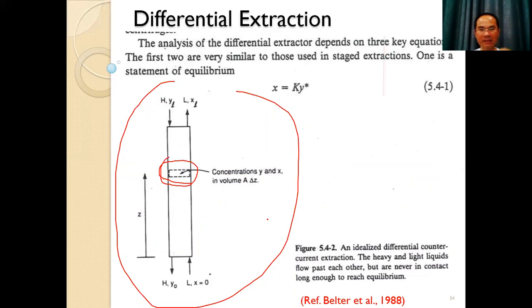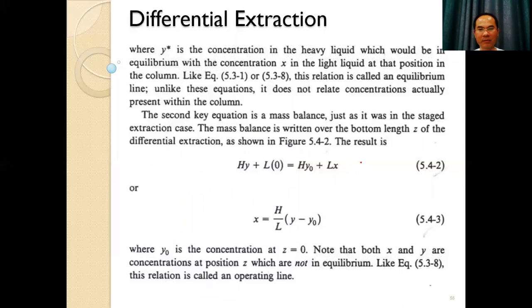If we make a balance of solute around this, the input: S is the flow rate of the heavy phase multiplied by the concentration, in mole or mass per volume. The amount of solute is S YL plus L X0, the solute in the light phase, equal to the output L XL plus S Y0. You get this equation, because in the light feed there is no solute. Okay, X0 equal to 0.